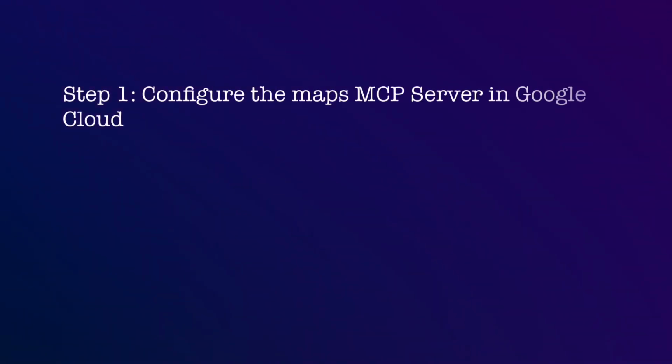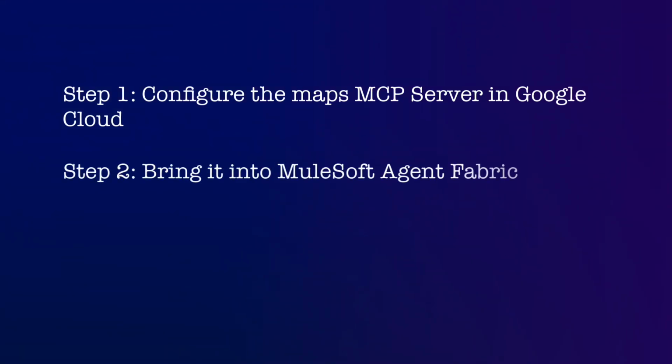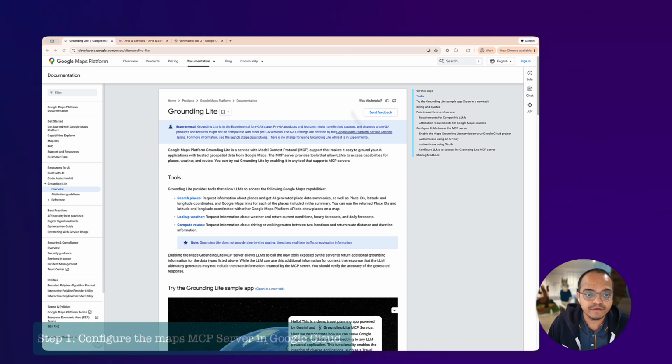For this walkthrough, we are going to take 3 steps. First, configure the MCP server in Google Cloud. Second, bring that MCP server into MuleSoft Agent Fabric. And third, test with a third-party agent. Let's start with the first step.